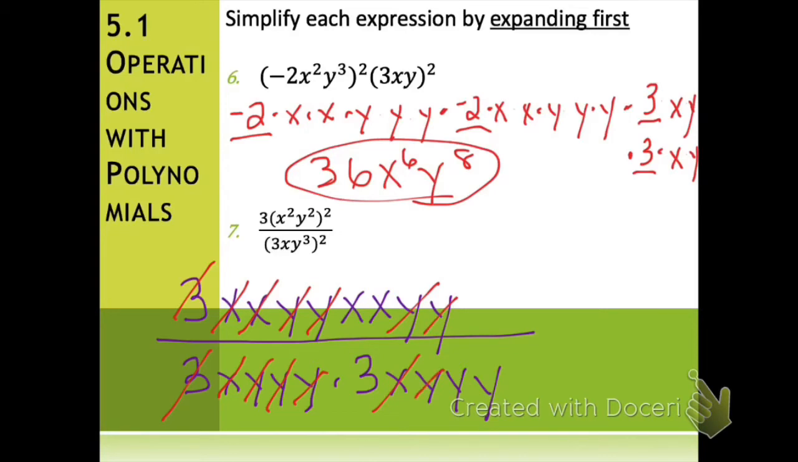Alright, so now left over, I'll just write what's left over on top. Looks like I have x squared on top, and on bottom I have 3y squared. So that is my final answer, x squared divided by 3y squared.